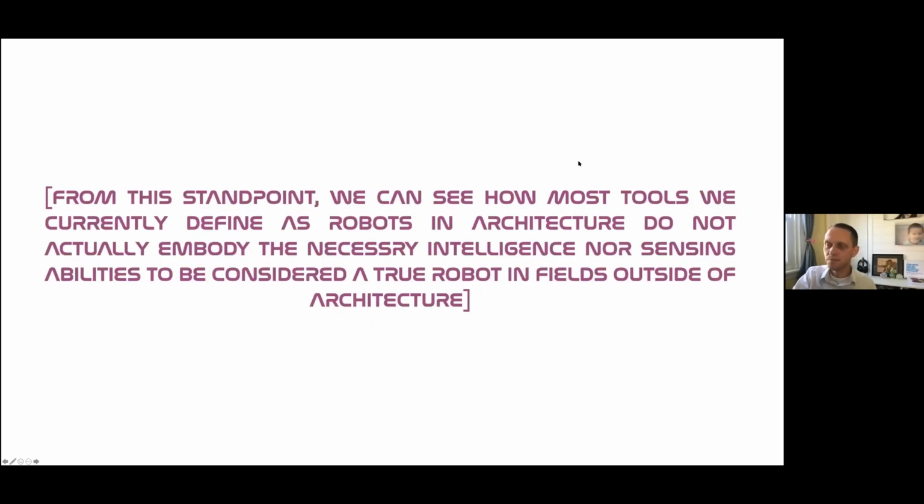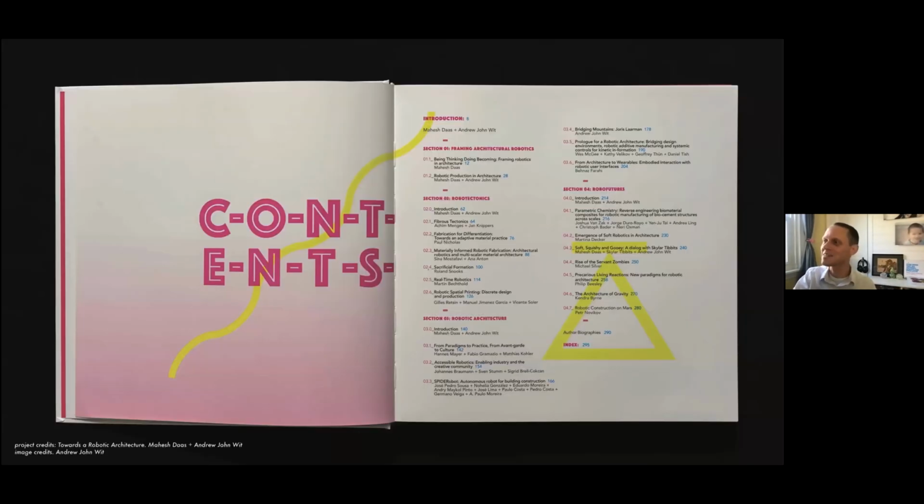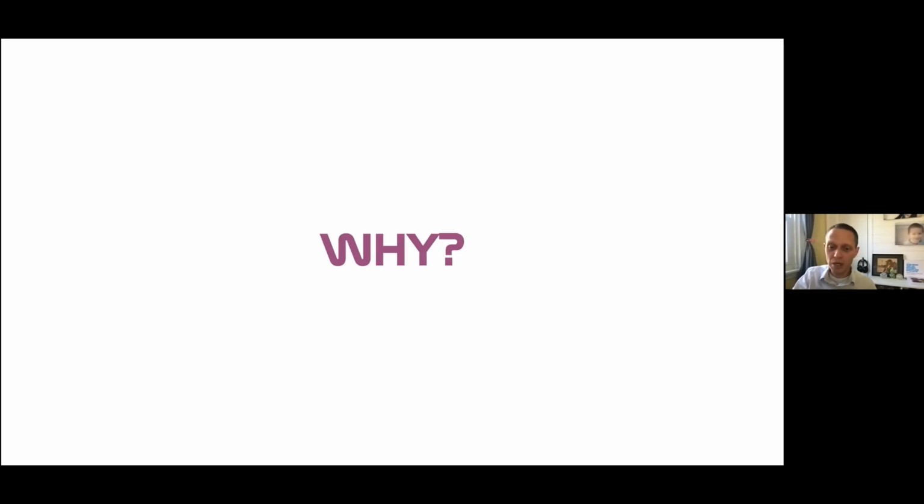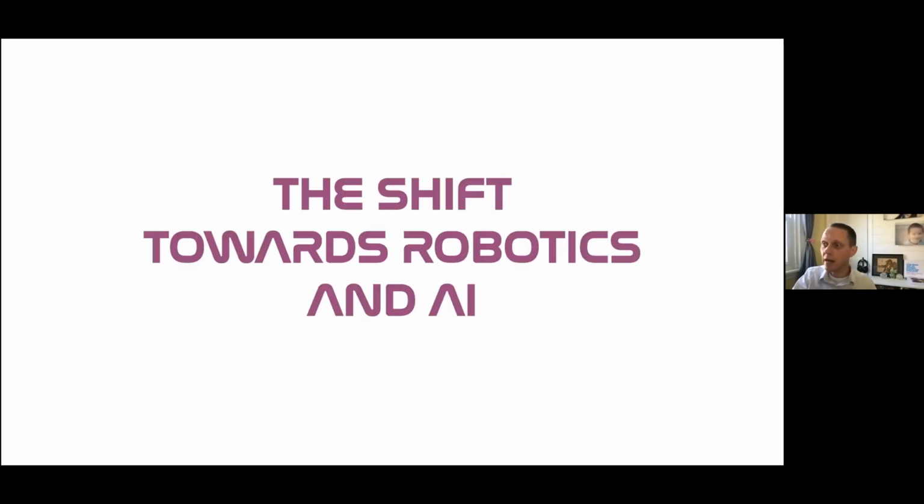Okay. So I was saying that, from this standpoint, basically the robots in architecture aren't robots. One question is, why is this important? Outside of architecture and design, we've seen a really big shift in the past decade towards robotics and artificial intelligence, and it's only going to get more and more embedded into our daily lives.